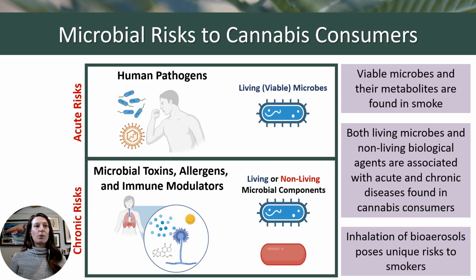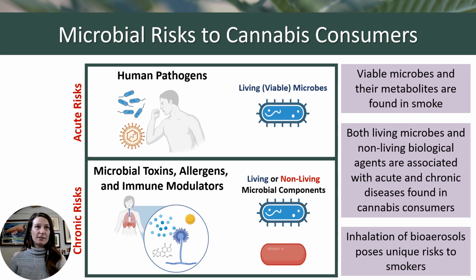So right off the bat, when we look at acute risks versus chronic risks, those acute risks require viable microbes, and that means living microorganisms. Those microbes, following combustion or vaporization of plant products, can carry into the smoke and make their way into your lungs. So microbes survive smoking and vaporization.